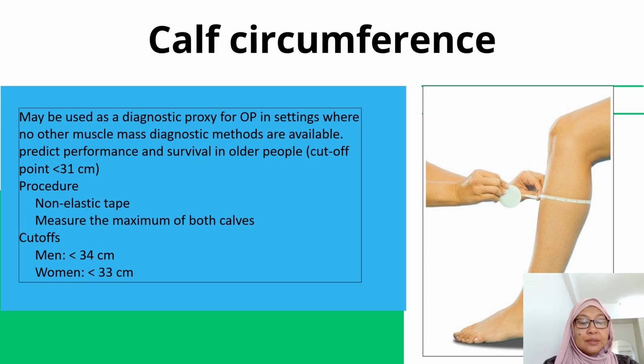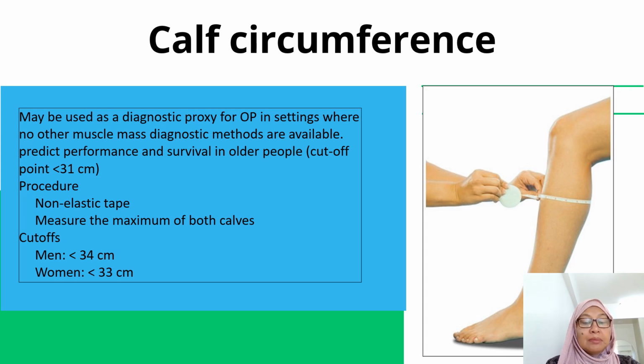Calf circumference. Calf circumference can be used as a diagnostic proxy for sarcopenia. Here is how you can measure it. You need a non-elastic tape measure, and then have the patient stand with their weight evenly distributed on both feet, or they can sit down.